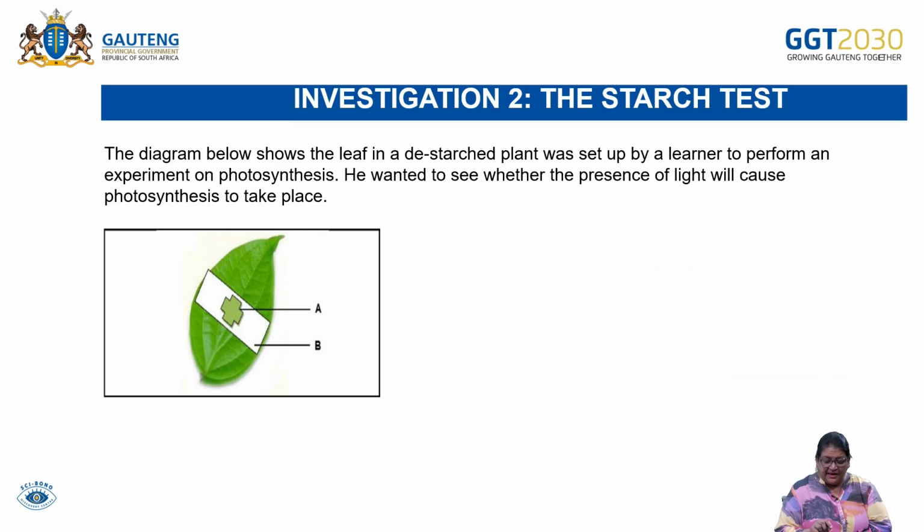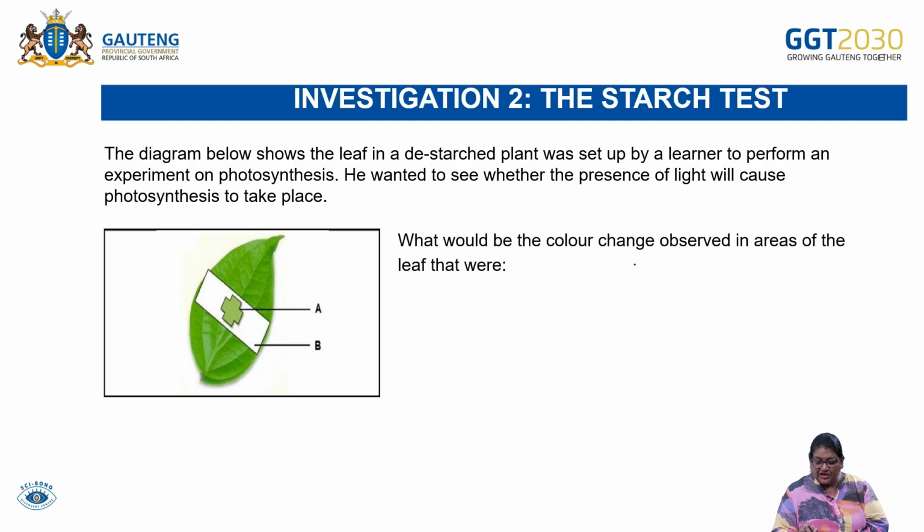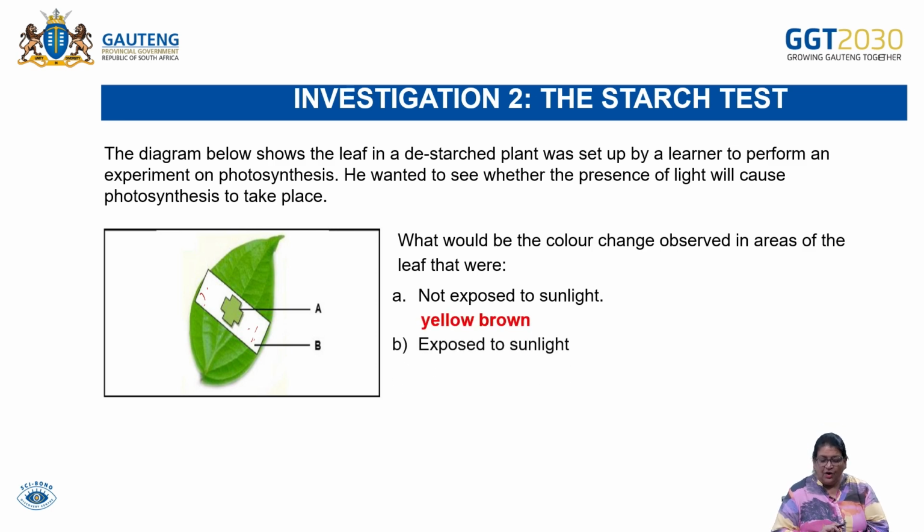Right. Same investigation again. The diagram shows that it was de-starched. The learner performed the experiment. He wanted to see if light will cause photosynthesis. What would be the color change observed in the areas of the leaf that were not exposed to light? That means this part here. It's going to be yellow-brown. Next question. What will be the color change in the parts that were exposed to light? That is here. It's going to be blue-black. Okay.